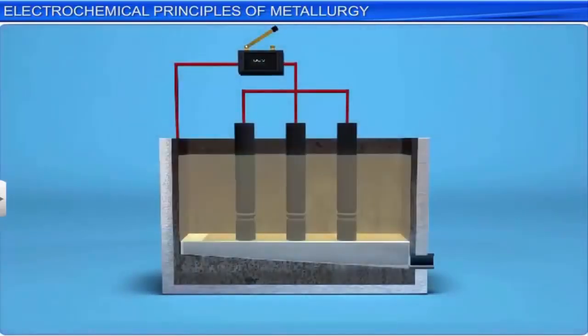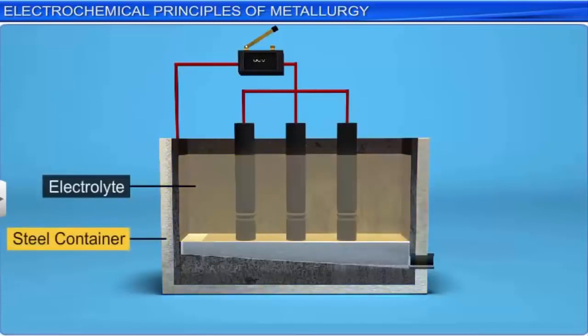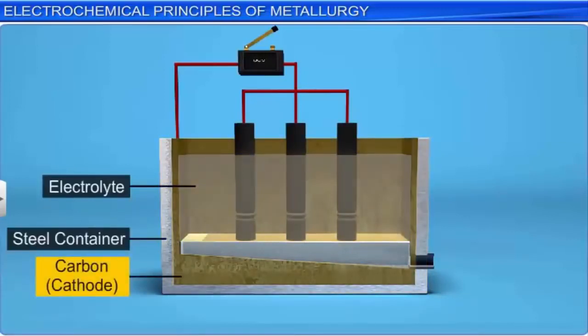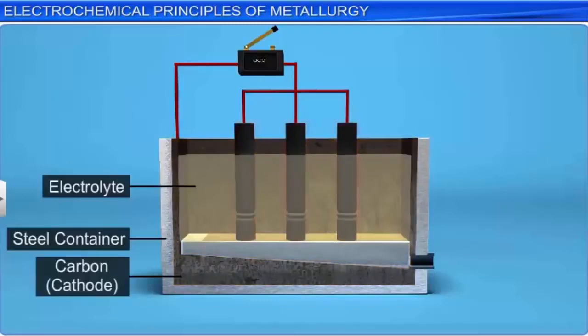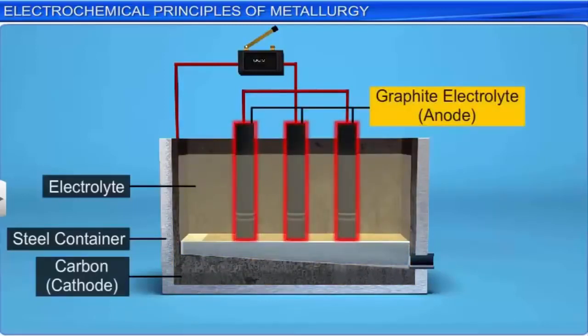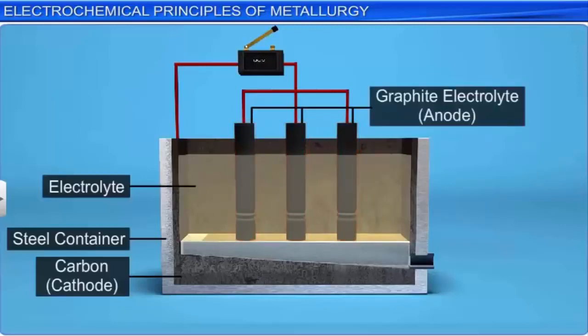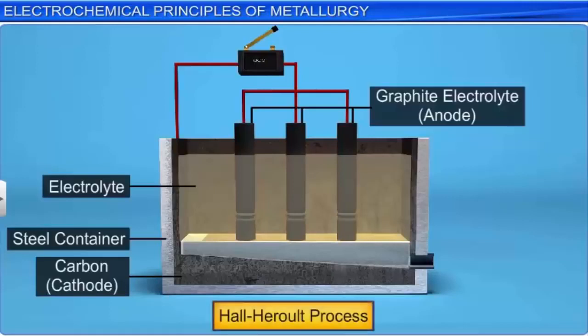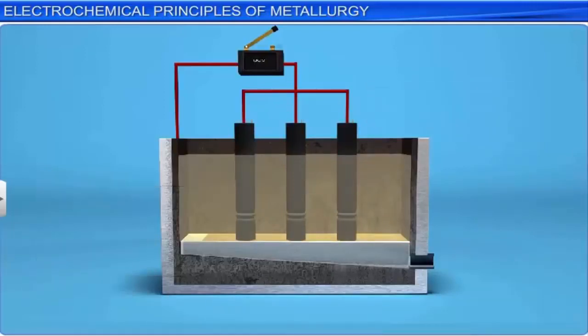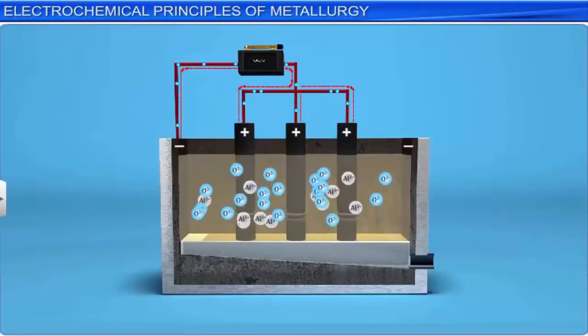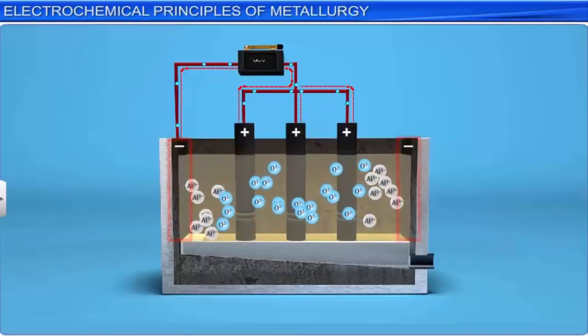In this process, the electrolyte is taken in a steel container lined with carbon, which acts as the cathode. A bunch of graphite rods immersed in the electrolyte act as the anode. This process is also known as the Hall-Héroult process. When current is passed, all the Al+3 ions move towards the cathode.